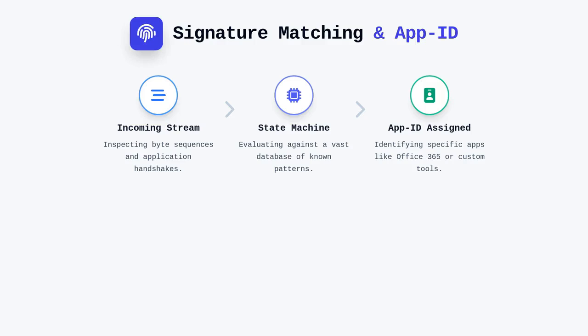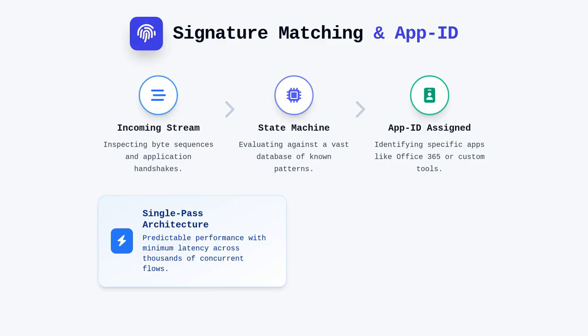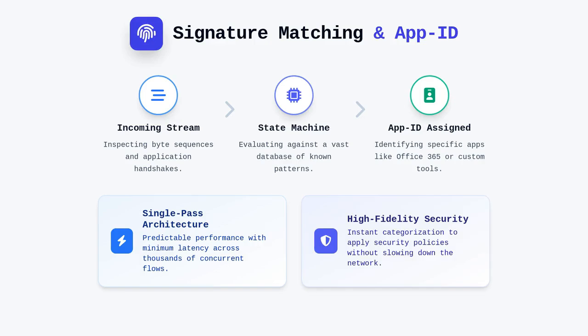This matching happens in the single-pass architecture, ensuring that performance remains predictable even when identifying thousands of concurrent applications. The efficiency of this process is paramount because the system must categorize the flow before it can apply any security policies, keeping the latency introduced by inspection to an absolute minimum while maintaining high fidelity.